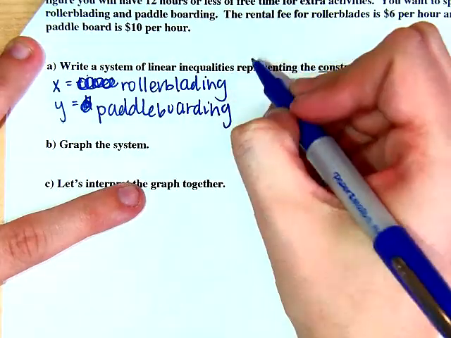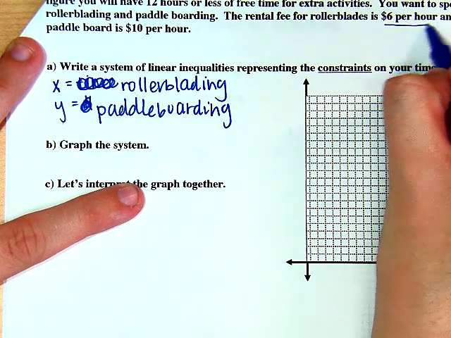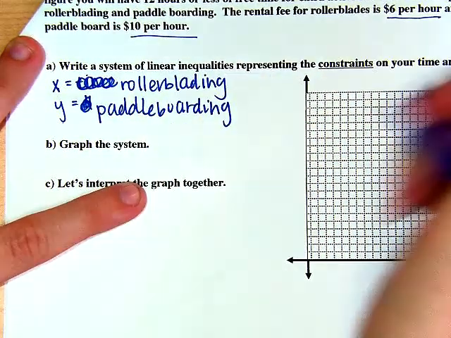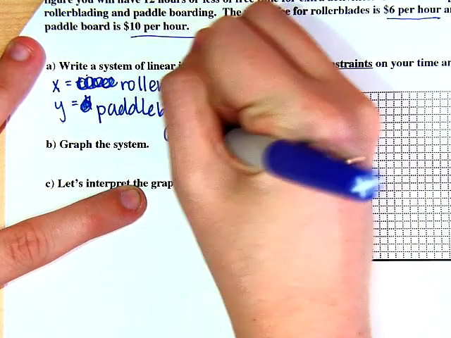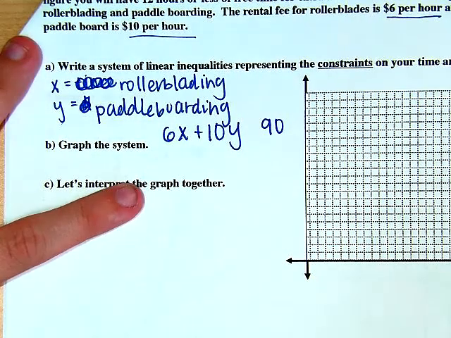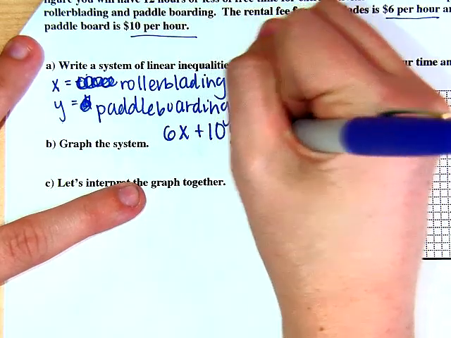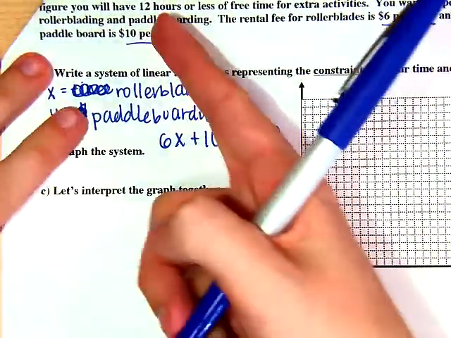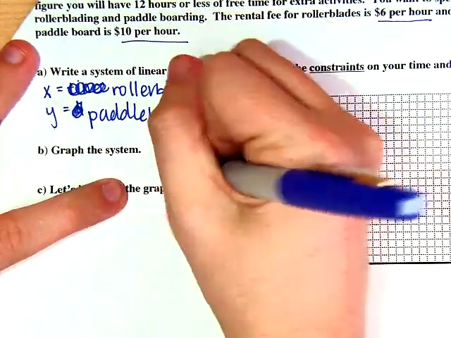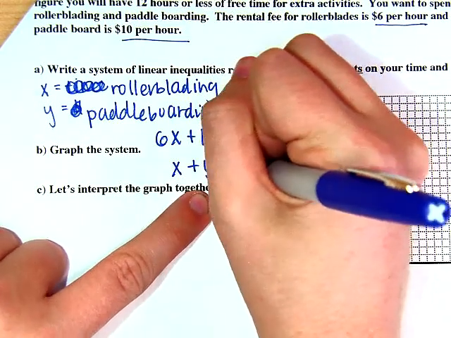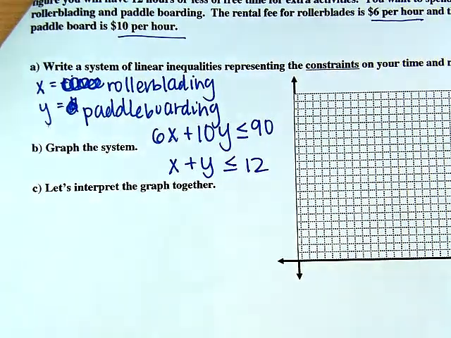So for rollerblading, it's $6 per hour, and paddleboarding is $10 per hour. So 6x plus 10y, and I have $90 total to spend. So I can't go over 90, so it's got to be less than or equal to 90. My second equation is probably talking about time here. So I got 12 hours or less of free time. So together, between rollerblading and paddleboarding, I have less than or equal to 12 hours.